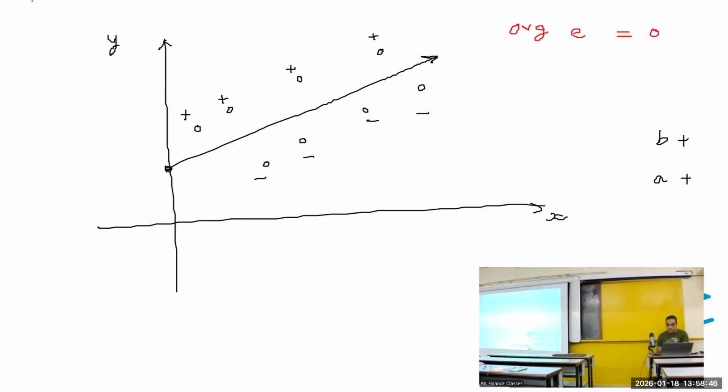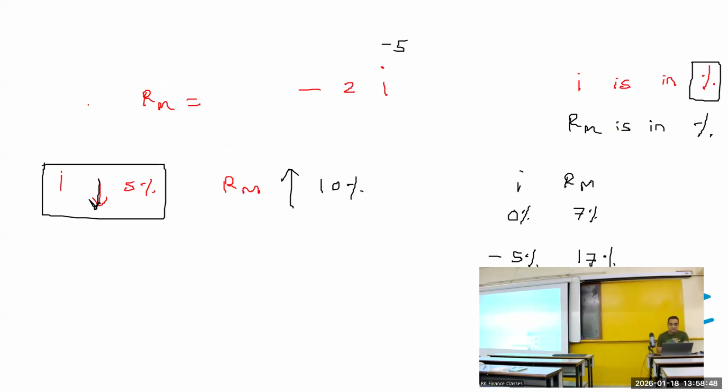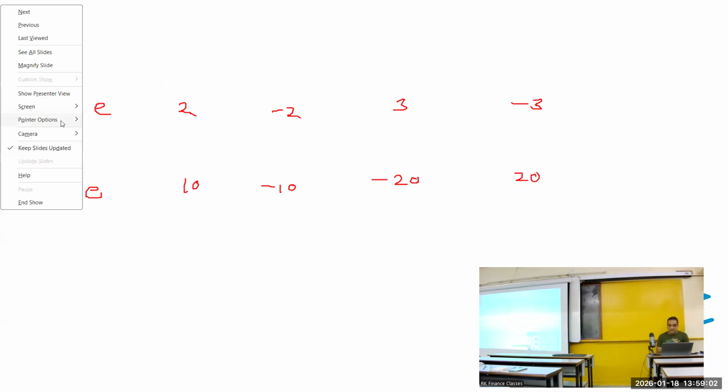Analyst 1 and analyst 2. Analyst 1 के जो errors थे वो ऐसे थे: 2, minus 2, 3 and minus 3. और analyst 2 के जो errors हैं वो हैं 10, minus 10 and minus 20 and 20. तो अगर मैं एवरेज कैलकुलेट करता हूं, लेट्स कैलकुलेट एवरेज. 2 minus 2 0, 3 minus 3 0, 0. 10 minus 10 0, minus 20 20 0, 0.